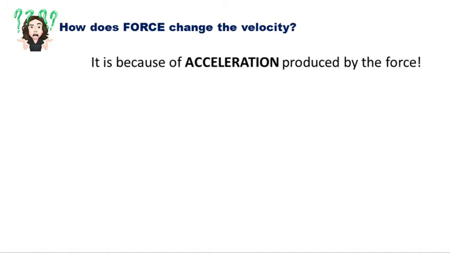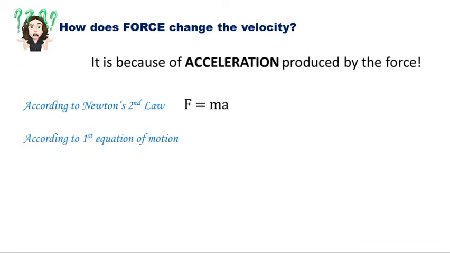It is because of the acceleration produced by the force. According to Newton's second law, force is equal to mass times acceleration. And according to the first equation of motion, acceleration is equal to final velocity minus initial velocity, all over delta t. Substituting this into Newton's second law, we have F is equal to m times vf minus vi all over delta t.